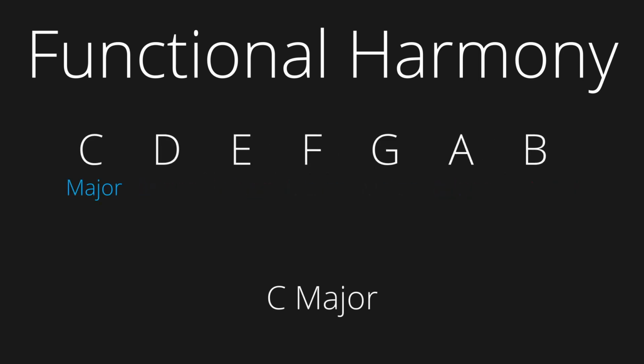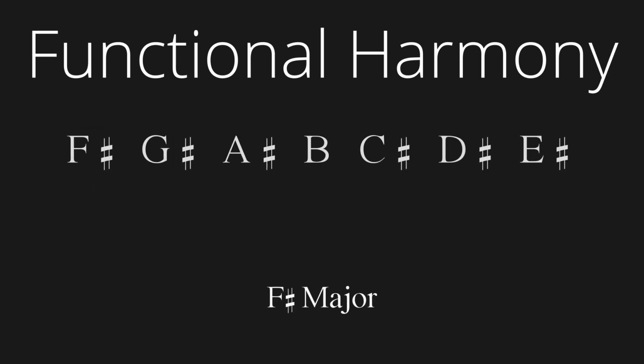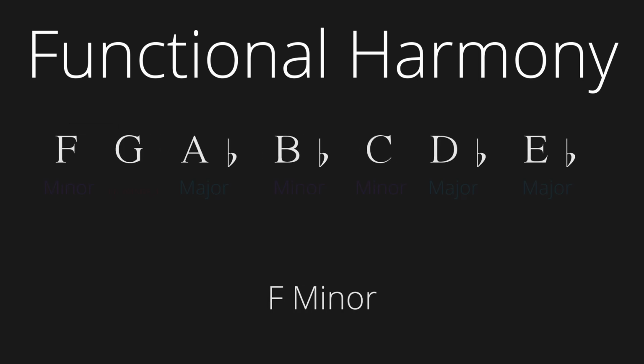In C major, the 1 chord is a C major chord. In F sharp major, the 1 chord is F sharp major. In F minor, the 1 chord is F minor.